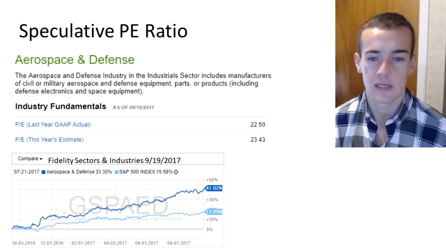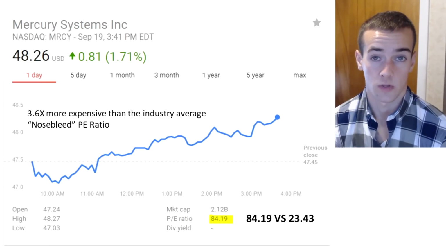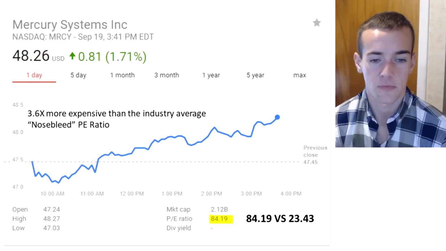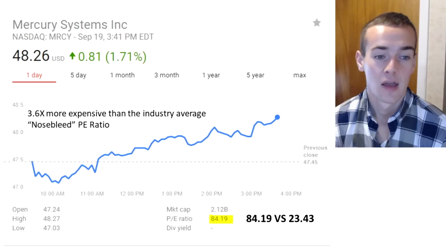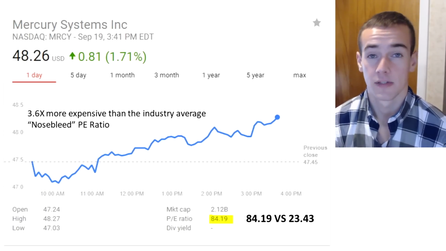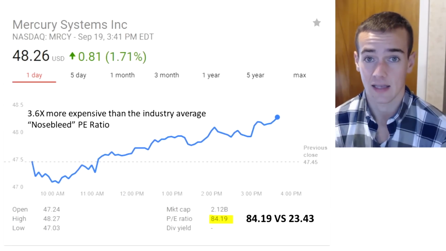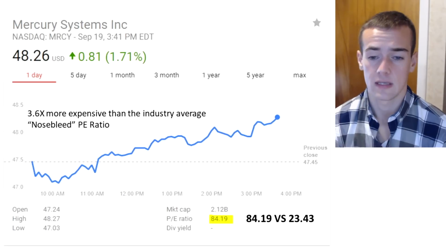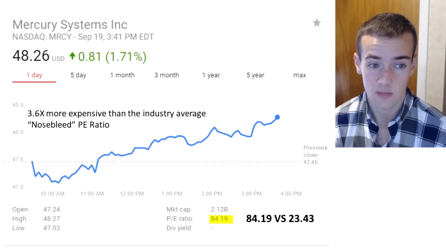So the industry PE is a 23.43. Here we have a company that falls within that industry. This is Mercury Systems Inc. And as you can see, their current price to earnings ratio is an 84.19. So 3.6 times more expensive than the industry average. Somebody might look at this and say this is a nosebleed PE ratio. This is a sky-high speculative PE, because as we said before, the industry PE was a 23.43 compared to an 84.19, which is a much higher price to earnings ratio.